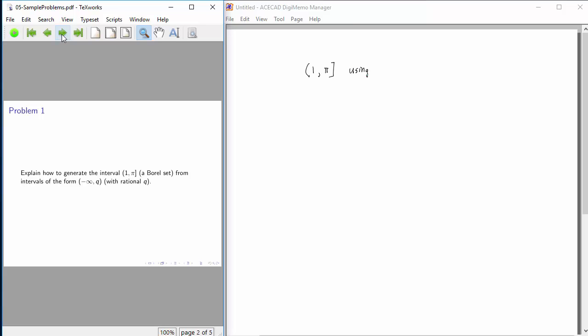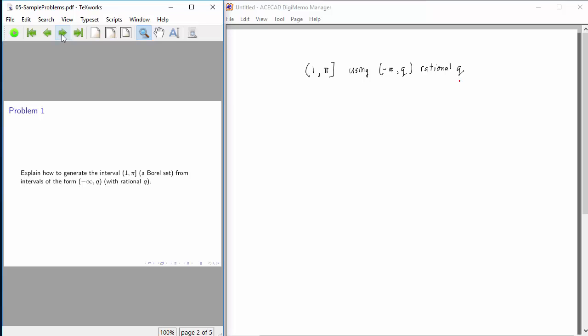And I'm going to do that by starting out only with intervals that extend from minus infinity up to some rational number q. So this is a countable collection of intervals, but I'm going to be able to make something much more general out of them. How do I do this?